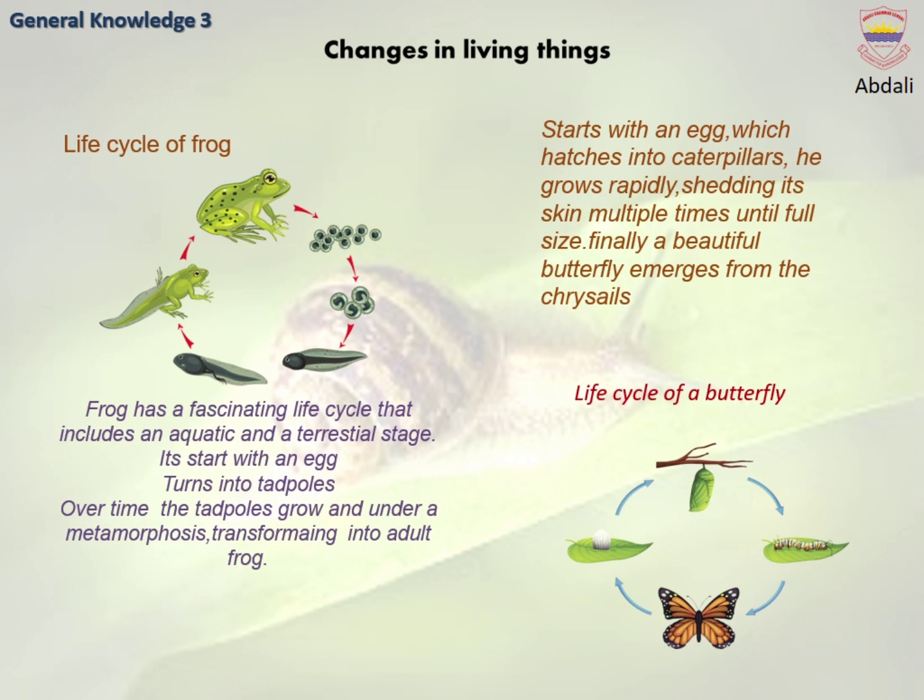Life cycle of a butterfly. Butterflies undergo a remarkable transformation known as metamorphosis. They start as eggs, which hatch into caterpillars. The caterpillar grows rapidly, shedding its skin multiple times until it reaches its full size. It then forms a chrysalis or pupa, inside which the caterpillar undergoes a remarkable transformation. Finally, a beautiful butterfly emerges from the chrysalis.